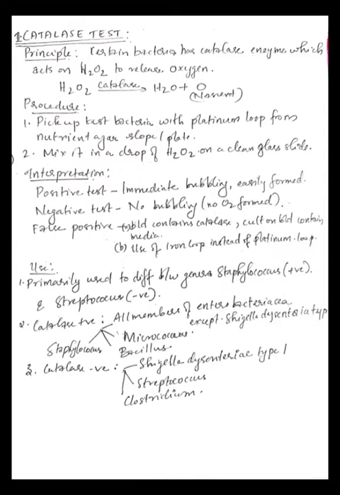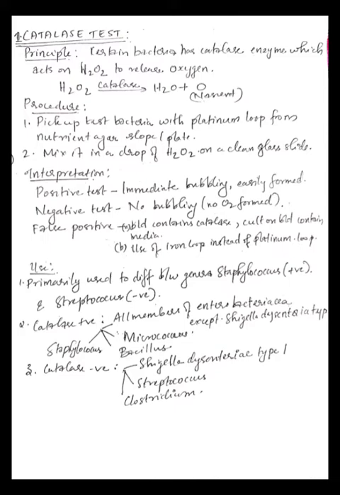So we can go into detail on the catalase test. The principle is that certain bacteria have the catalase enzyme, which acts on hydrogen peroxide to release oxygen. The procedure is to pick up the test bacteria with a platinum loop from a nutrient agar slope or plate. Then mix it in a drop of H2O2, that is 10 volume, on a clean glass slide. Then we can see the observation. The test is said to be positive if there is immediate bubbling. If there is no bubbling, then the catalase test is negative. This bubbling is due to oxygen formation.